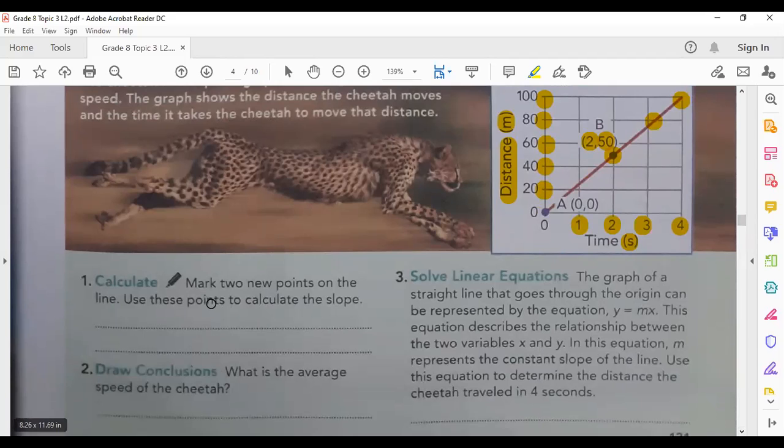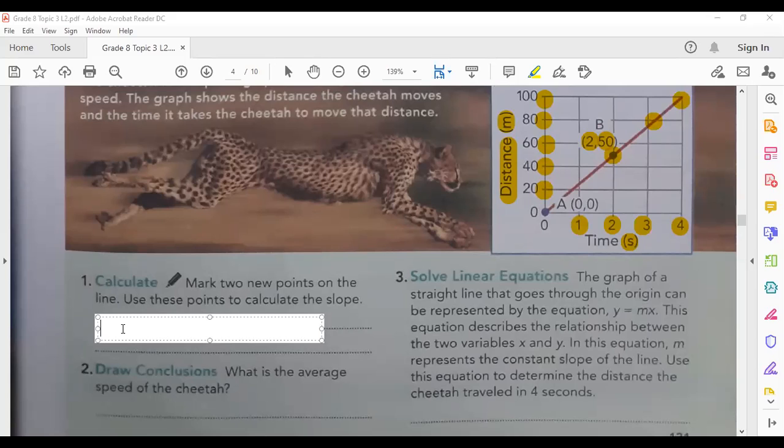Let's do what it asks: mark two new points, other than these. 2 new points on the line. Use these points to calculate the slope. I expect it will stay the same, it won't change. We can choose any 2 points. Let me choose. For example, I want to choose 25 meters here.